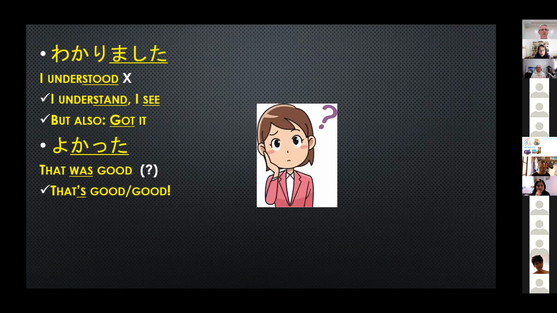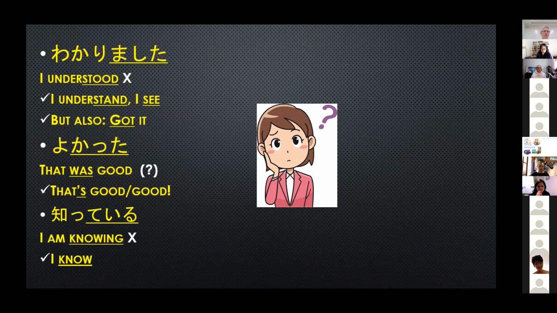Another example, yokatta. Now, this can, on occasion, translate to "that was good" in English, but it also translates to "that's good" or just "good." Again, Japanese views yokatta as something that took place in the immediate past, and therefore it's put in the past tense, whereas in English, we're often thinking that it's still in the current situation, so we put it in the present. So again, these are different ideas, and knowing grammar here is not particularly going to help.